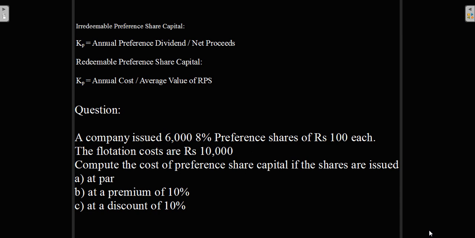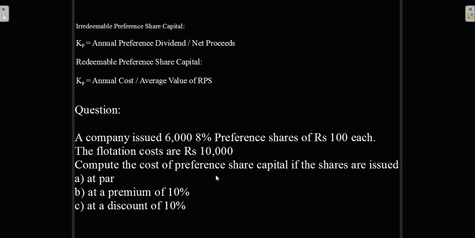Now let's look at the formula that we will be using to solve our problems. In the case of irredeemable preference share capital, cost of preference share is equal to annual preference dividend divided by net proceeds. In the case of redeemable preference share capital, we will be using the next formula: cost of preference share is equal to annual cost divided by average value of redeemable preference shares.